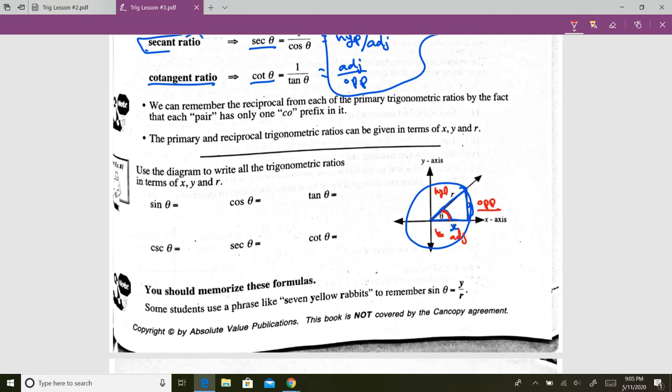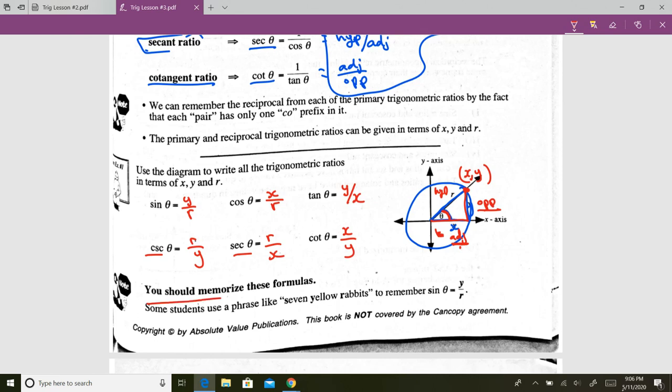In this case, that would be y over r. Cosine is adjacent over hypotenuse, which in this case would be x over r, because this point here has an xy coordinate, an x and a y to get to it. Tangent will be opposite over adjacent, so that will be y over x. And then the reciprocal, flip the ratios: r over y, r over x, x over y.